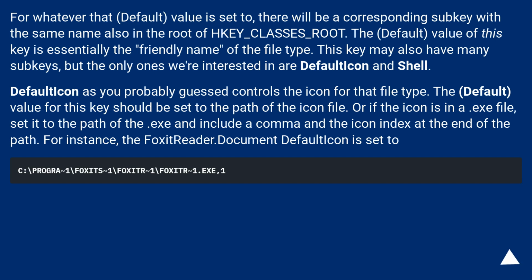For whatever that default value is set to, there will be a corresponding subkey with the same name also in the HKEY_CLASSES_ROOT. The default value of this key is essentially the friendly name of the file type. This key may also have many subkeys, but the only ones we're interested in are DefaultIcon and shell.